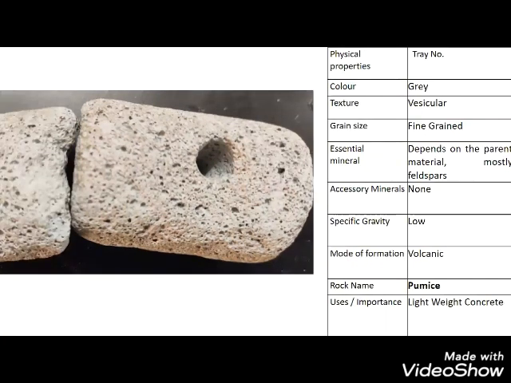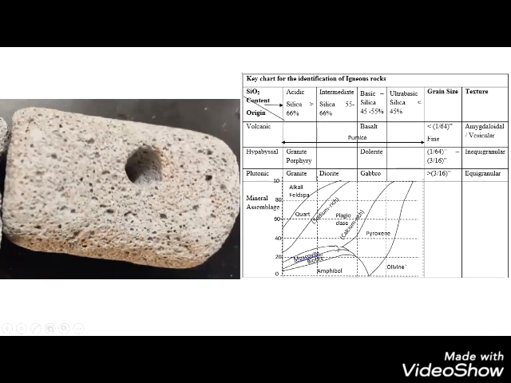Okay, so writing the table. So what will be the color? Color is gray. Texture is vesicular. Grain size, very, very fine grain. Essential mineral, it depends, and it is mostly feldspars. You can observe in the chart that there are basically two types of feldspars: alkali feldspars and plagioclase feldspars. And feldspars are the major component of the rock forming minerals. So undoubtedly you can write feldspars for every igneous rock, absolutely no problem.